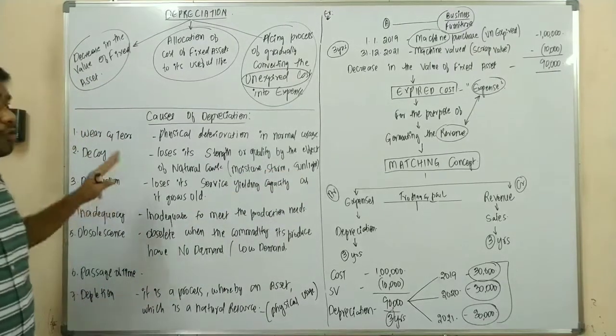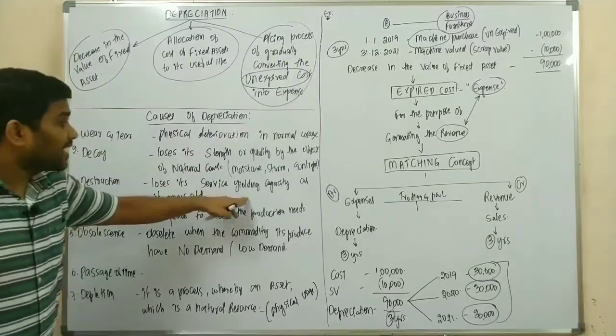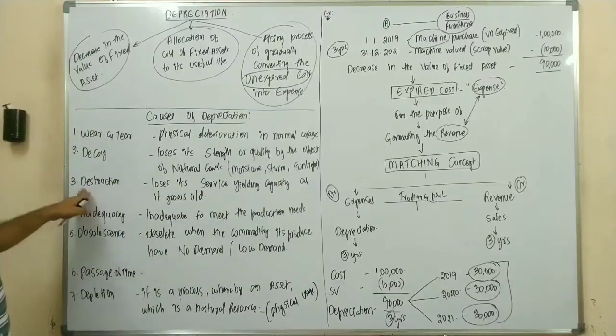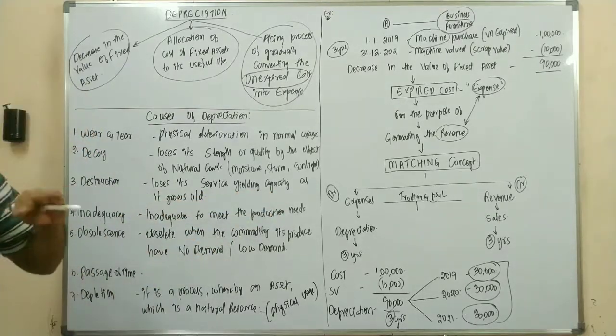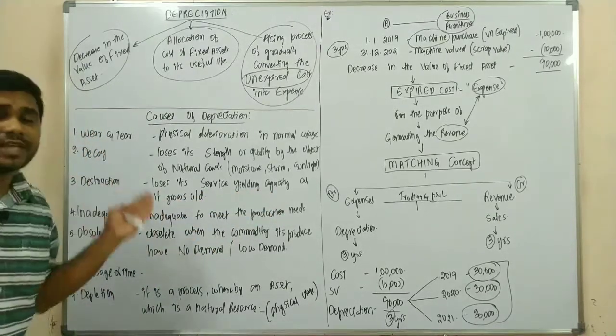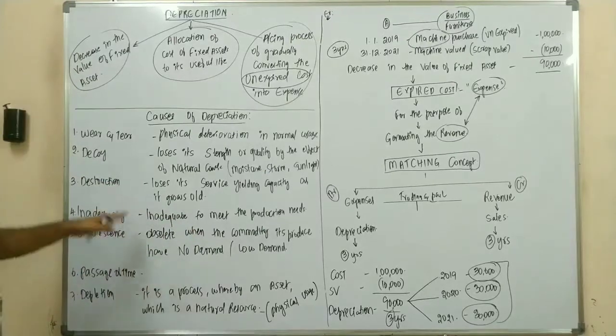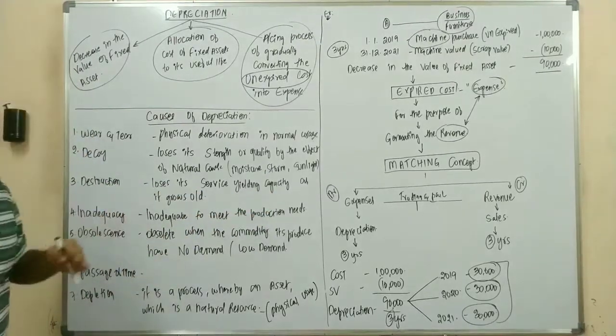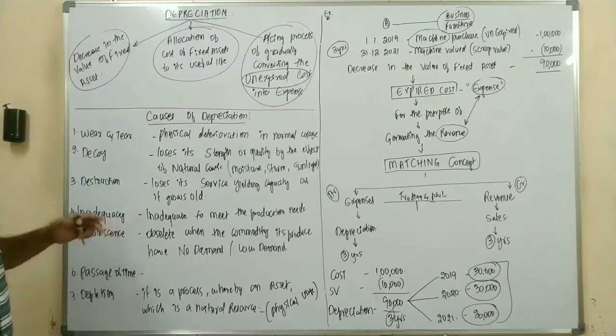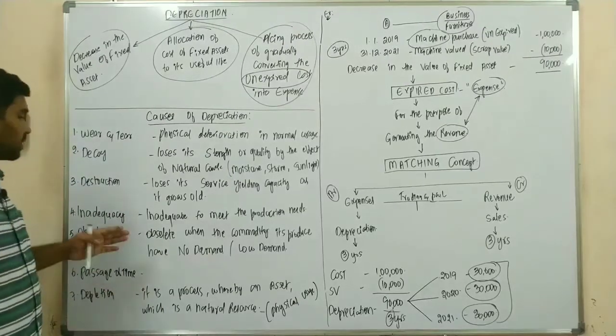Destruction. Sir, what is the meaning of destruction? When a fixed asset loses its service yielding capacity as it grows old. So as you are using it in the business for a longer period of time, it would be losing its service yielding capacity. That is nothing but your destruction. Next one, inadequacy. Sir, what is the meaning of inadequacy?